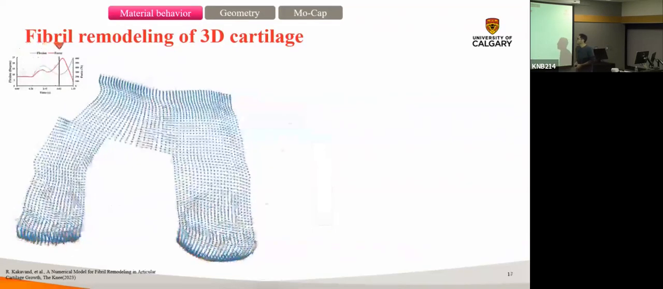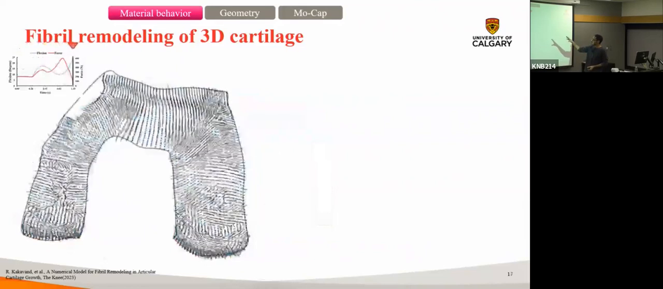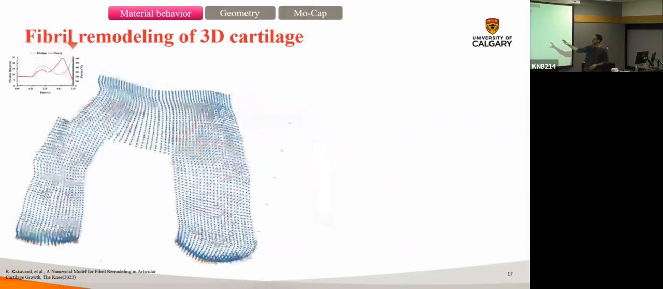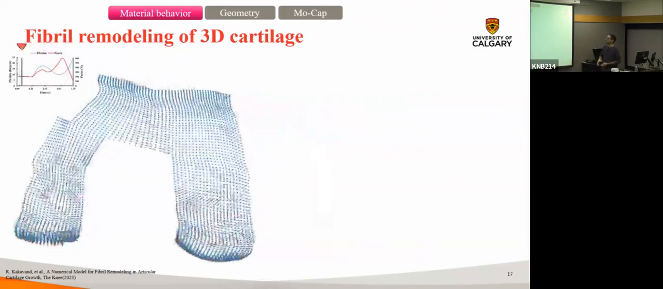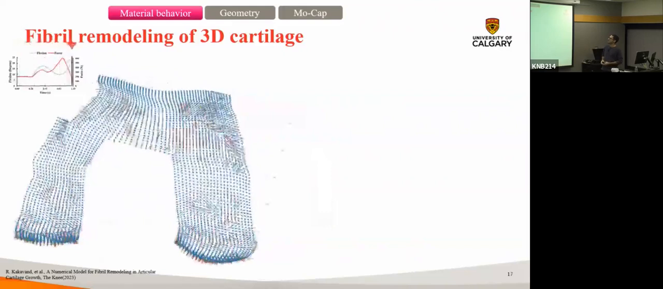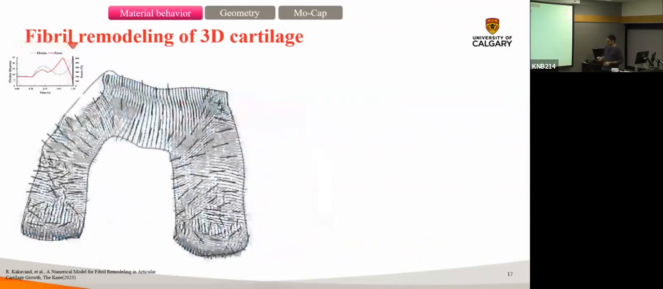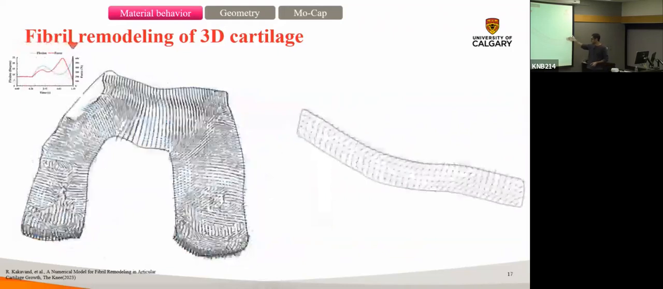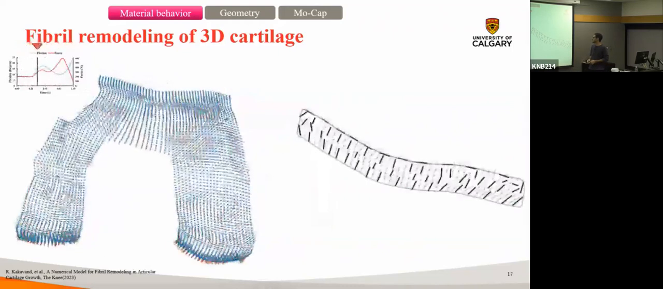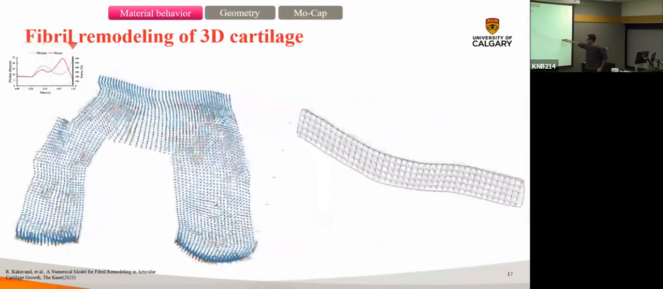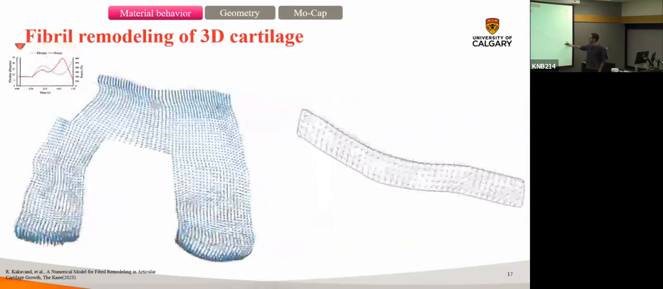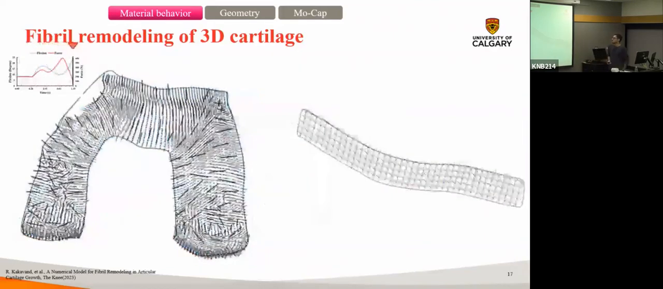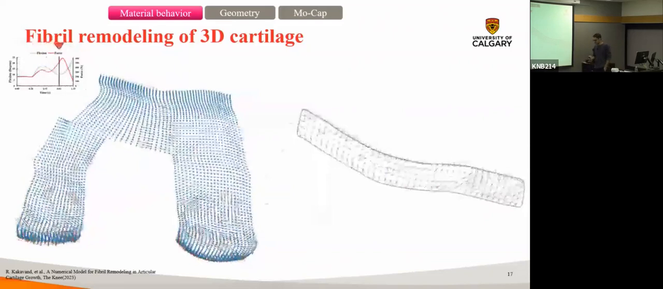So here is the result for femoral cartilage in the superficial zone. And here is the final distribution. It starts from a random state and then the final result. We also investigated this in the depth-wise orientation, and we saw a parallel distribution of fibers in the superficial zone and a perpendicular fiber distribution in the deep zone.